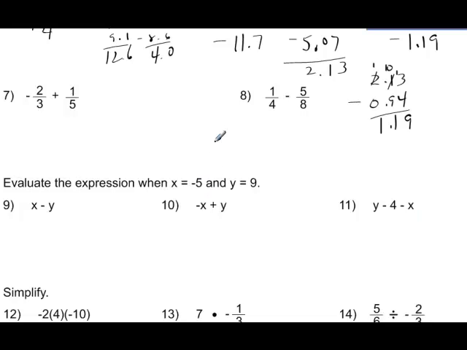Okay, number 7. Okay, I'm adding a negative and a positive. It doesn't matter whether it's a decimal, a fraction, an integer. I still use the same rule, so I have to determine which is larger. So 2 times 5 is 10. Over here, 1 times 3 is 3. My 10 is larger, so this 2/3 is larger. So my answer will have to be negative.